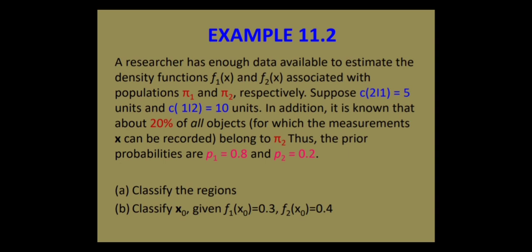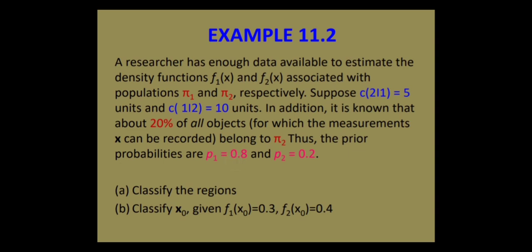Okay, apa maksud this sentence? Maksudnya, okay, the P2 equal to 0.2. Okay, the P2 0.2 because dia kata 20% of all the observations belong to pi 2. So P adalah probability of prior, right? So P2 will be 0.2. So automatically P1 will be 0.8.